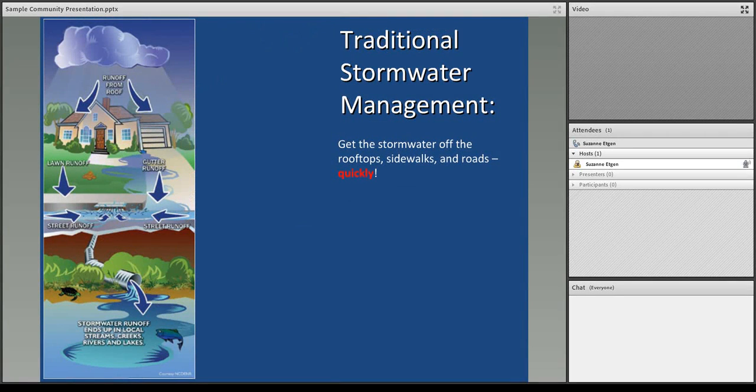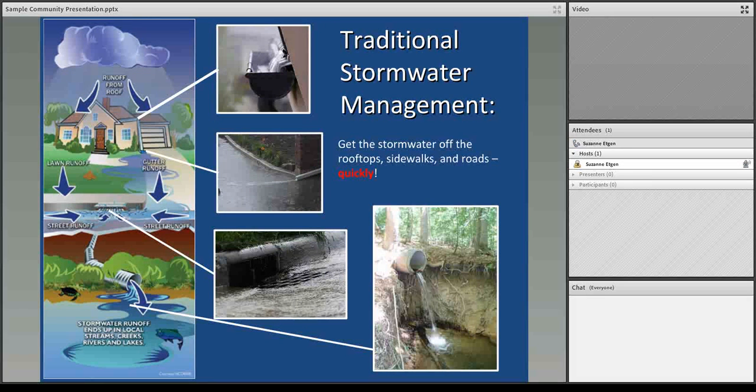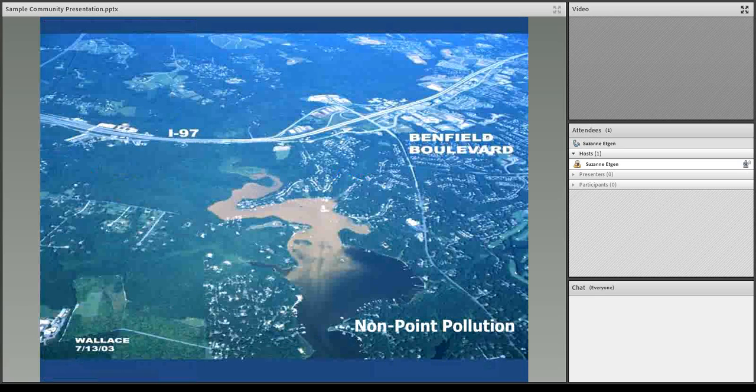So one of the reasons why stormwater has been so problematic is the way that we manage it. So we collect it from our roofs, it goes in downspouts, into storm drains, and then when it's discharged out into the stream, it causes a lot of erosion. So this is a view from an airplane, and you can see Ben Oaks, and you could point to the area where Ben Oaks is.